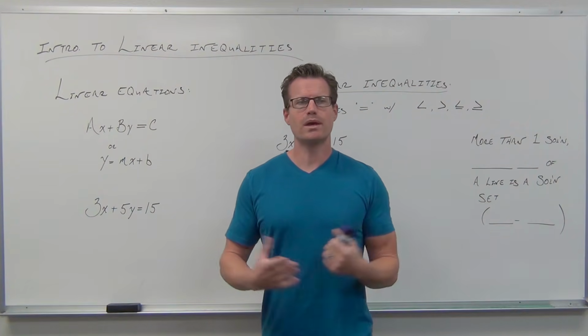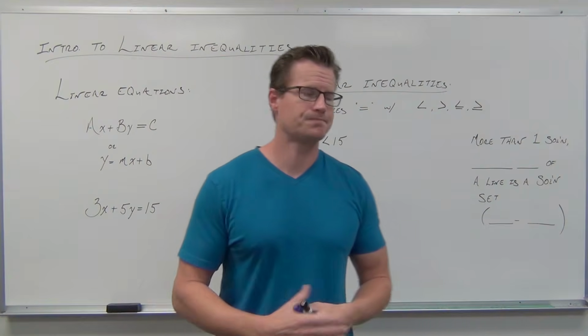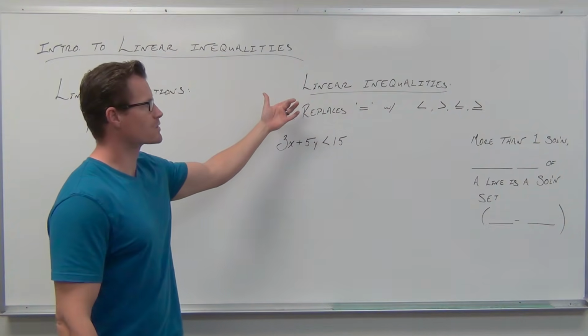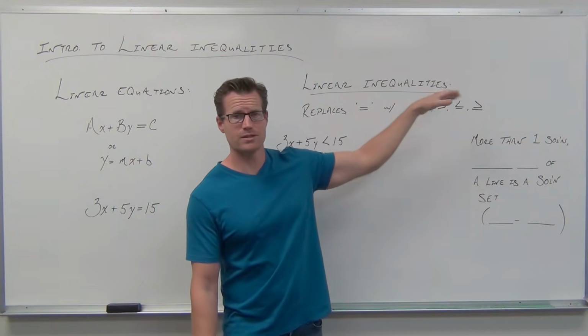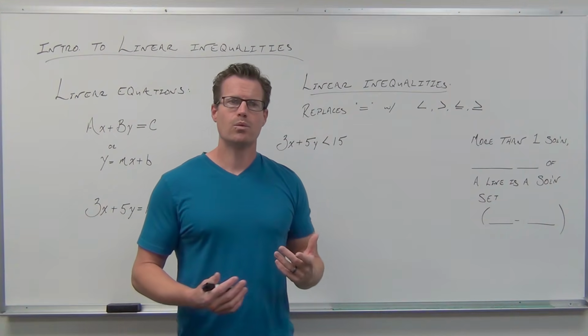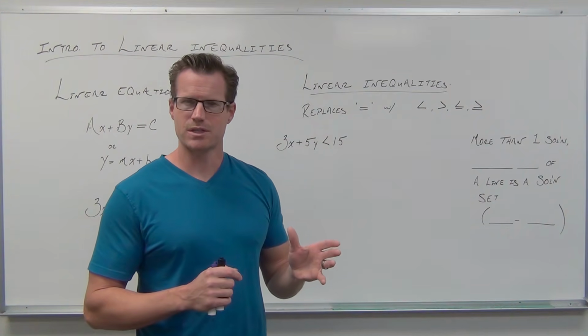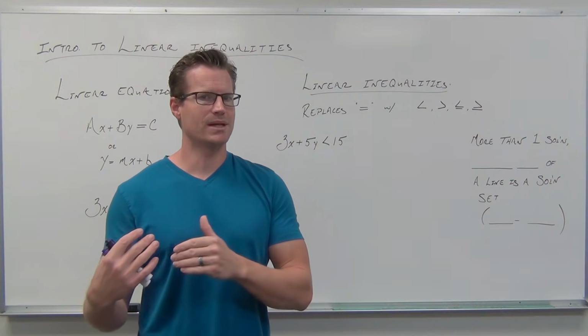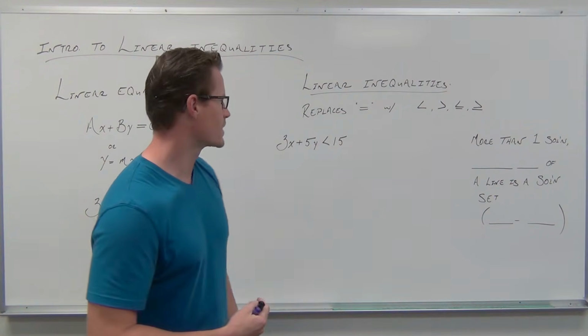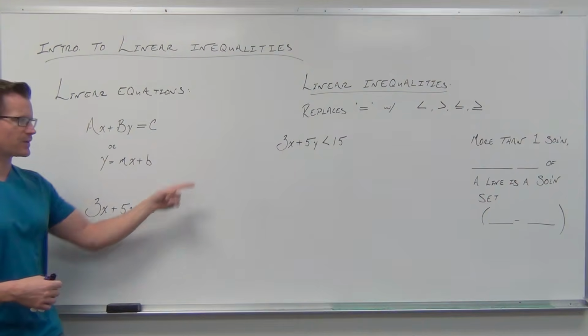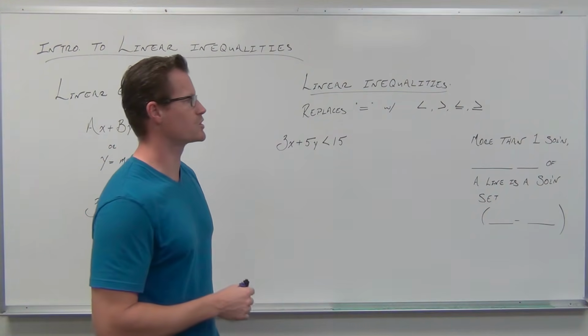Now we transition to, okay, imagine we don't have an equals. Imagine we have an inequality, so less than or greater than or less than or equal to or greater than or equal to. When we replace an equals with one of those symbols, we don't get an equation, but what we get is a linear inequality in two variables. Like that. I use the same variable as a number on purpose so you can see the connection here.